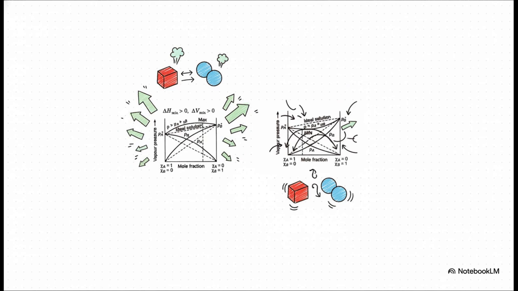On the left, that's called positive deviation. This happens when the molecules, once they're mixed, don't really like each other. They're trying to get away from each other, so they escape into a vapor more easily. And that makes the vapor pressure higher than you'd expect.